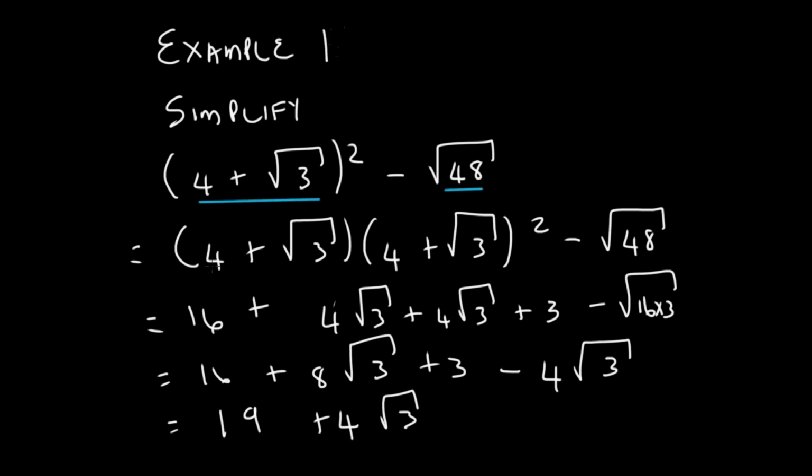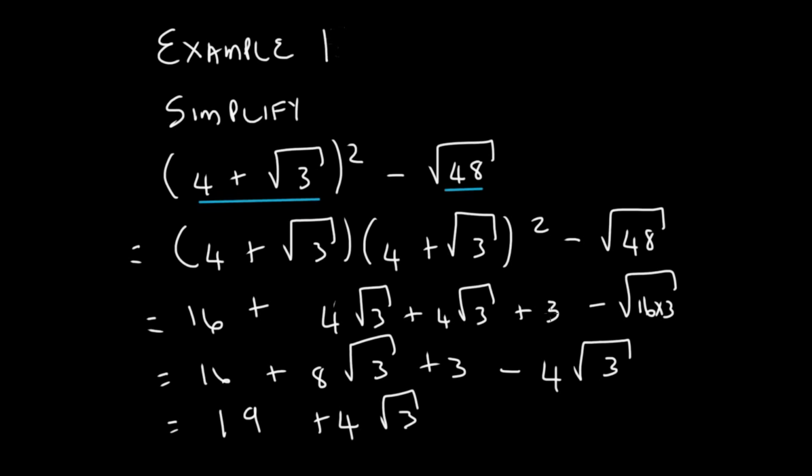And what we are going to do here is we are going to multiply out. And so we have 4 times 4, which is 16. We have 4 times square root 3, which is 4 square root 3. We have square root 3 times 4, which is 4 square root 3. And square root 3 times square root 3 is 3.